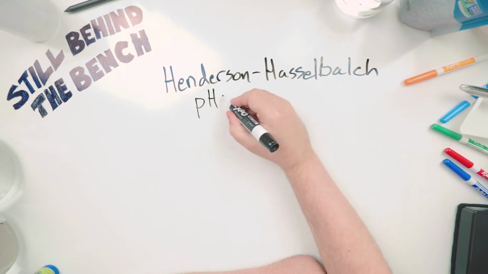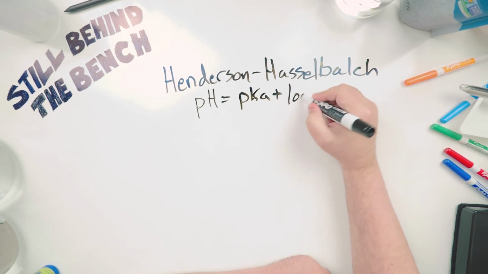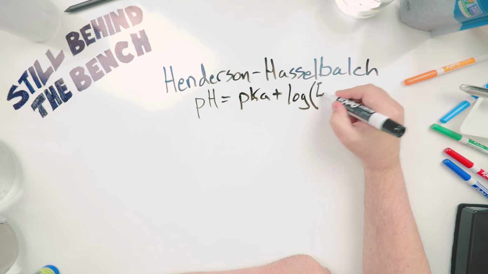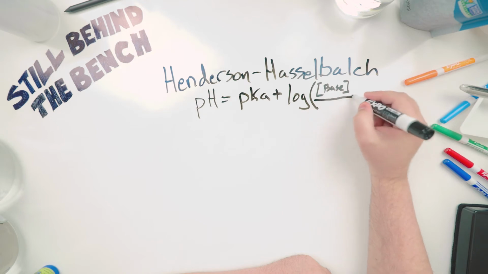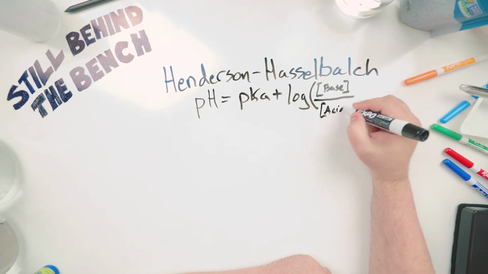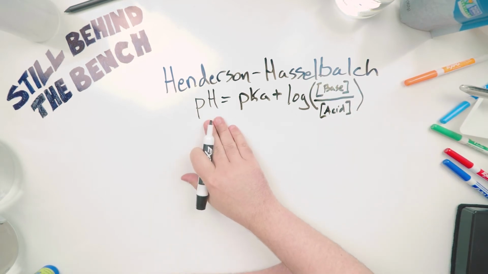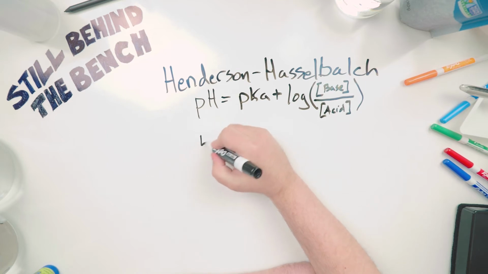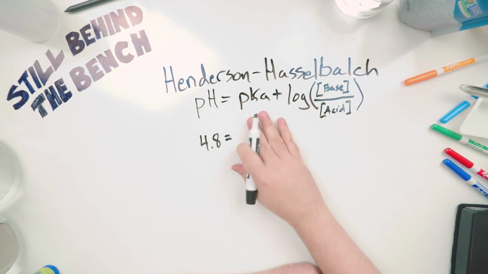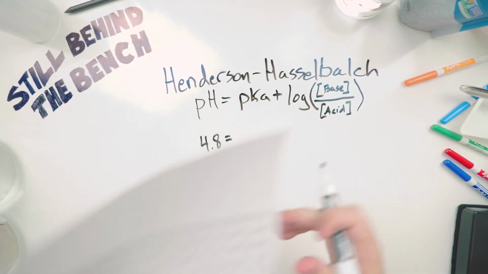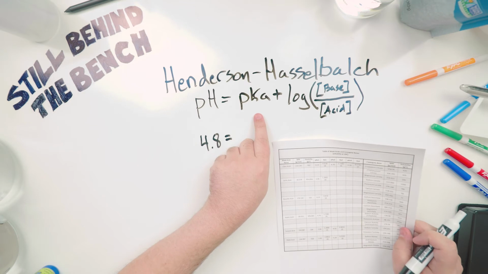pH equals pKa plus the log of the concentration of our conjugate base over the concentration of our weak acid. We already know what the pH is going to be. We want a pH of 4.8. We know what the pKa is because we can just look at the list I created, or you can always just look up the pKa value of whatever you choose, or the Ka value.